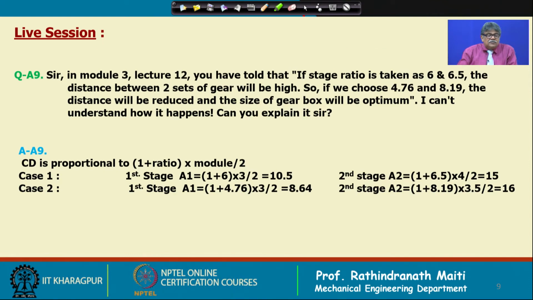Now, the next question is that in module 3 lecture 12, you have told that if the stage ratio is taken as 6 and 6.5, the distance between two sets of gear will be high. So, if we choose 4.76 and 8.19, the distance will be reduced and the size of the gearbox will be optimum. Perhaps maybe by mistake I have said it will be optimum, but it is like that. For optimum, you may not find that.